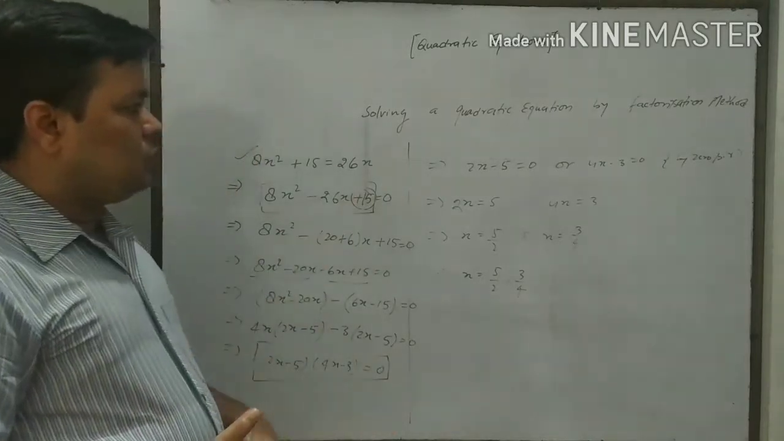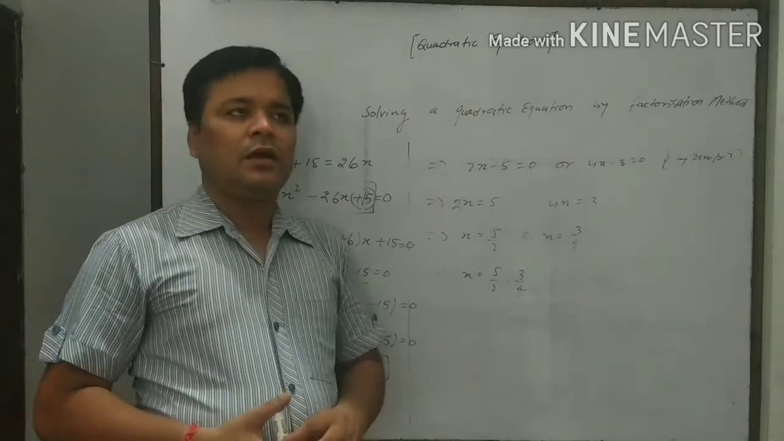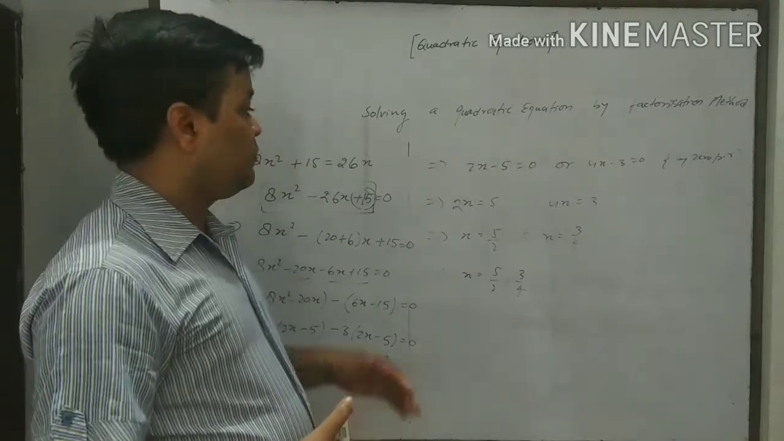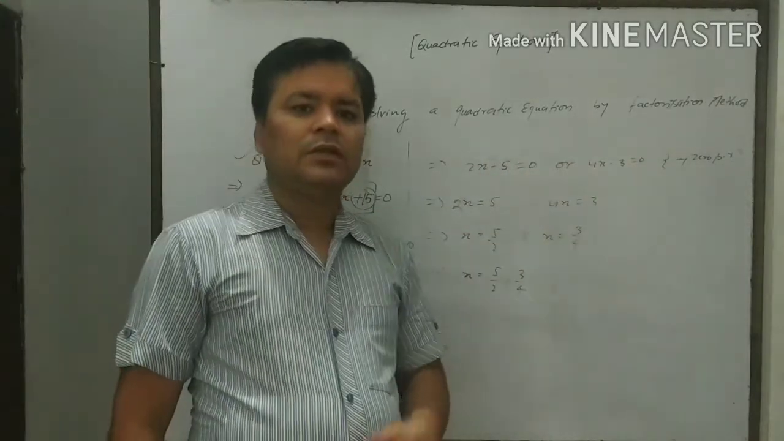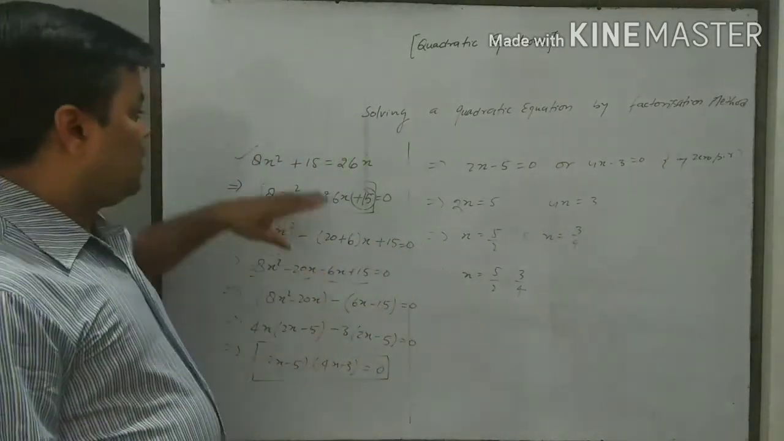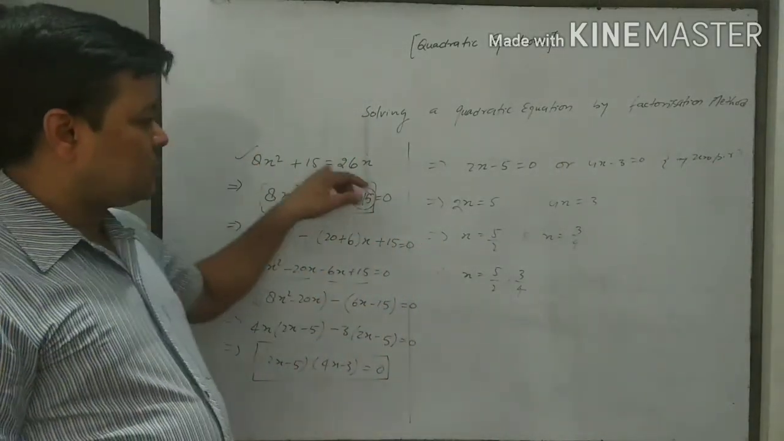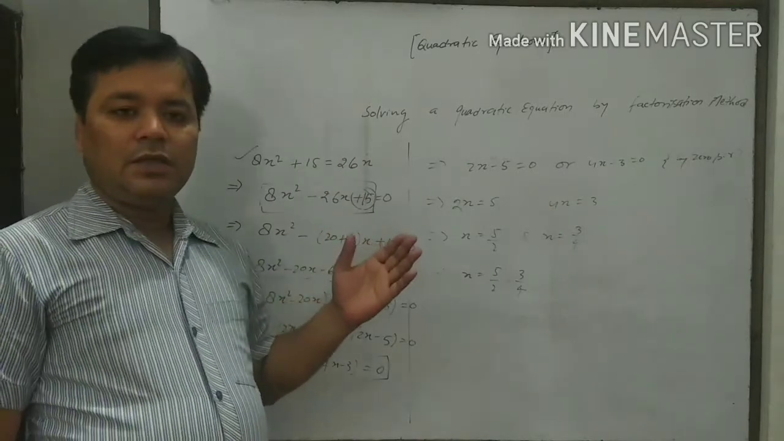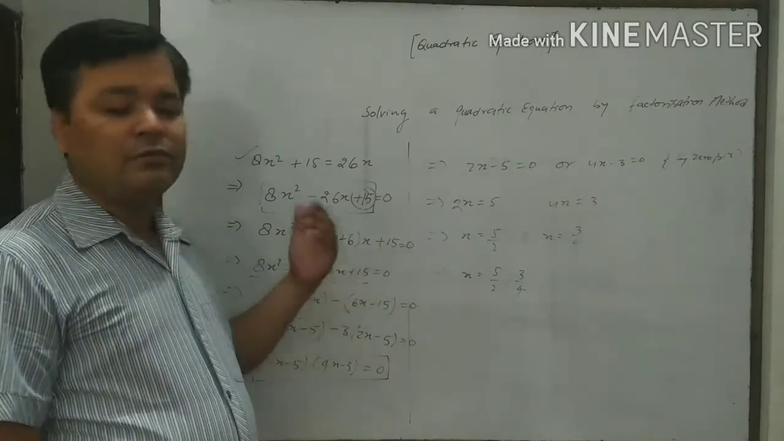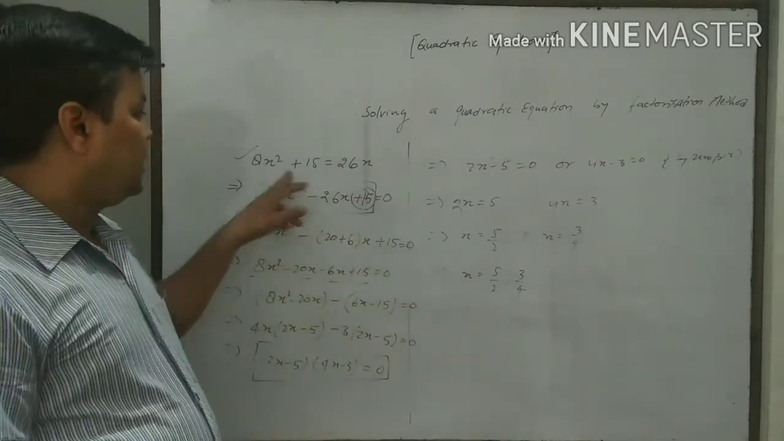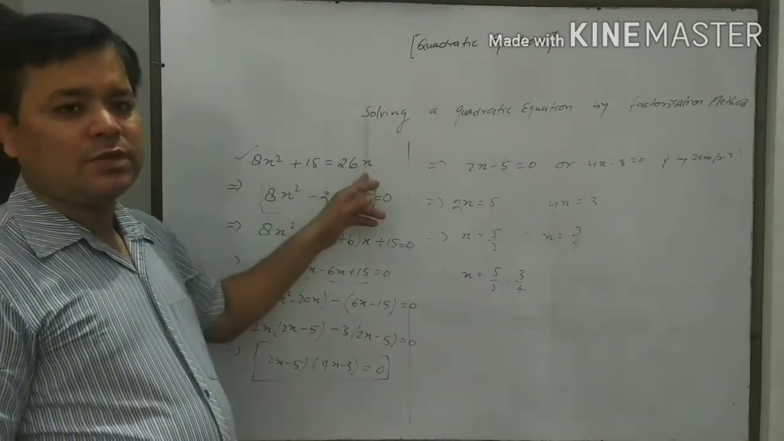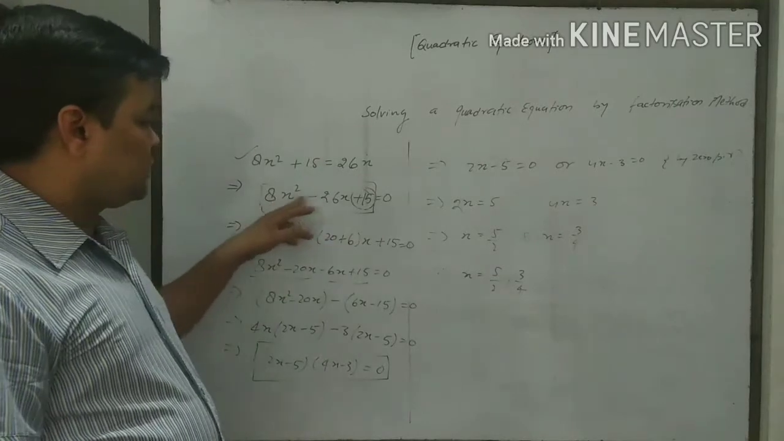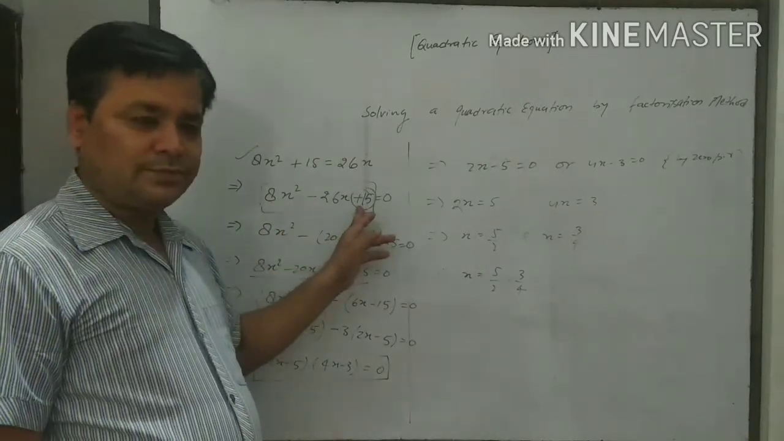So if we want to write the process of solving the quadratic equation by factorization method, then the first condition: first of all, we should write the given equation in the standard form of the quadratic. Just like here, this was not in standard form of the quadratic equation. Therefore, we should write first in the standard form of the quadratic equation.